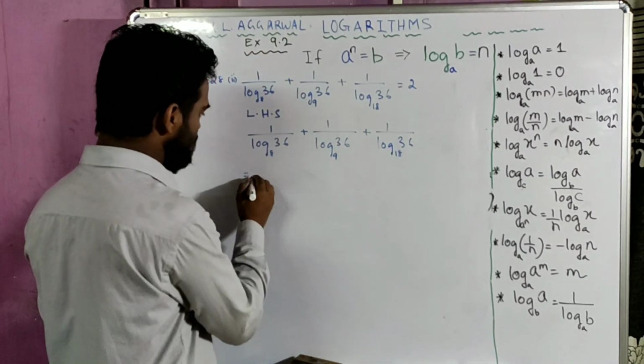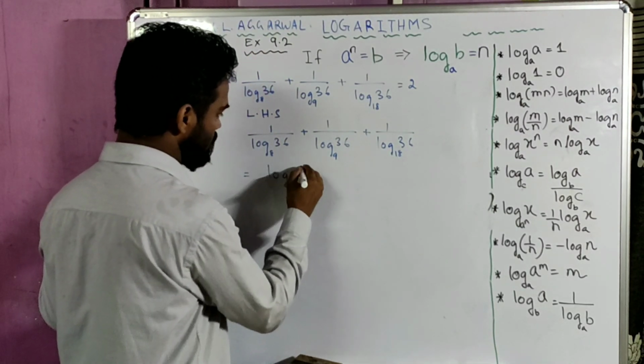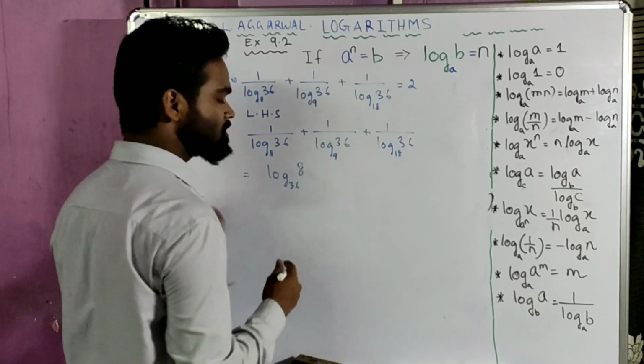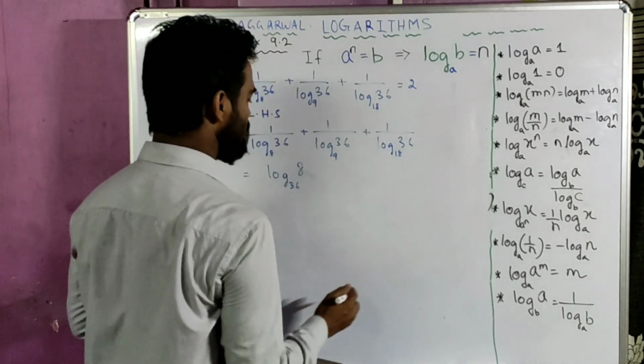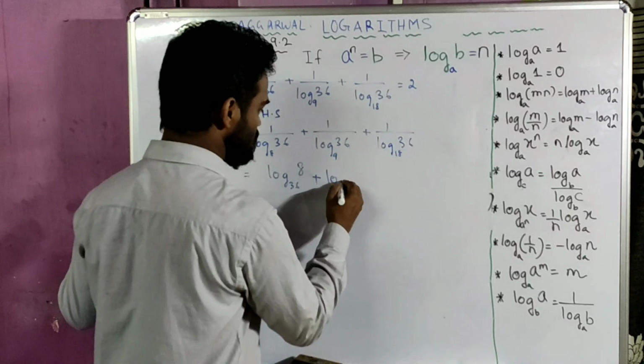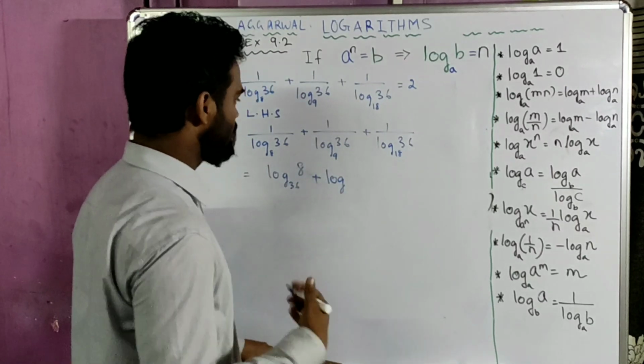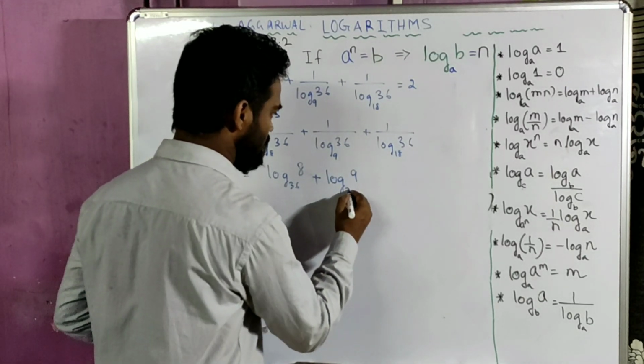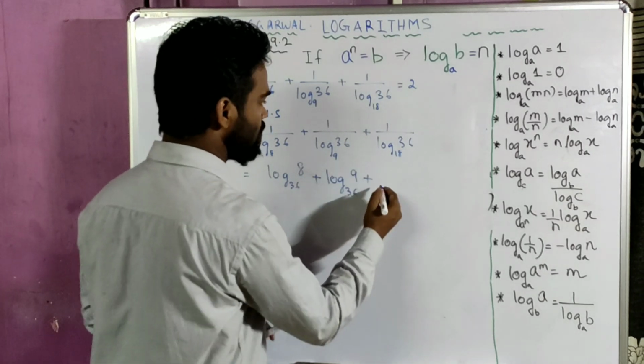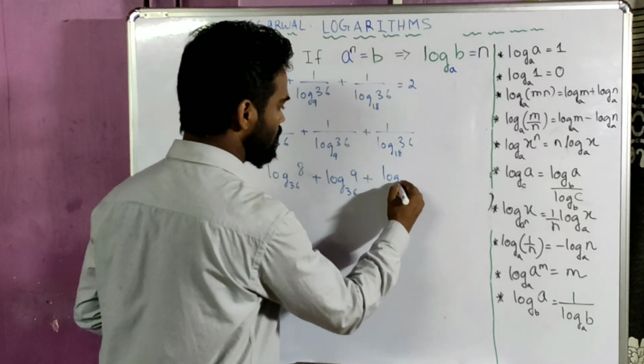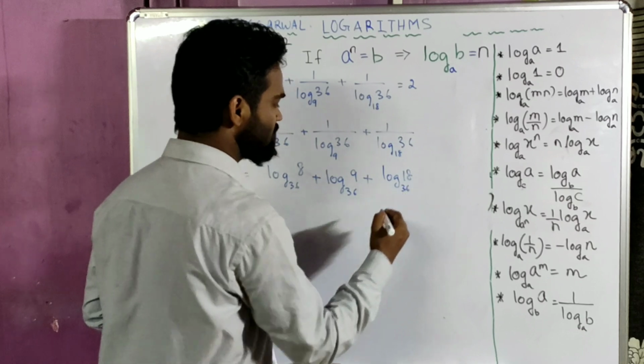Now this can be written as log 8 base 36 by base changing rule, plus similarly this one can I write log 9 base 36, and this one can I write log 18 base 36.